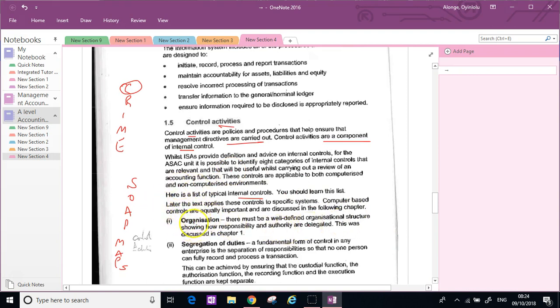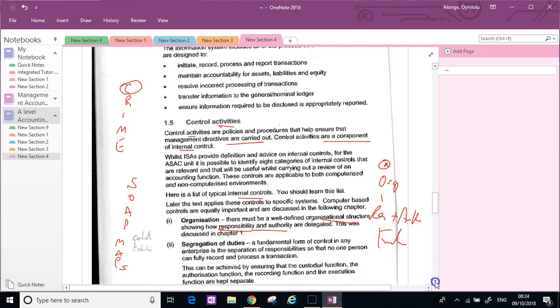Organization. Organization really means organizational structure. A clear organizational structure with responsibility and authority. Organizational structure is all about delegating responsibility and authority to others, and therefore we have a structure. Typically, these are functional structures. When you don't have organizational structure, you tend to have chaos and people doing what they like. So you need to remember this: organizational structure.